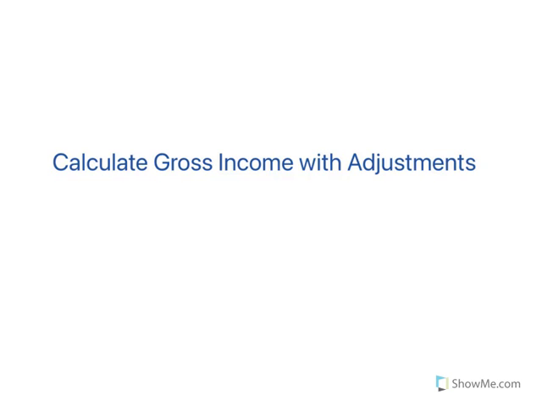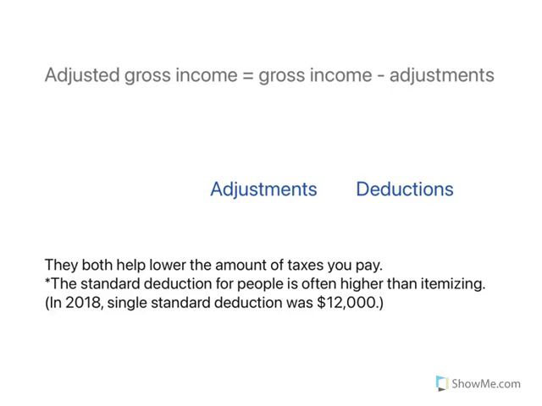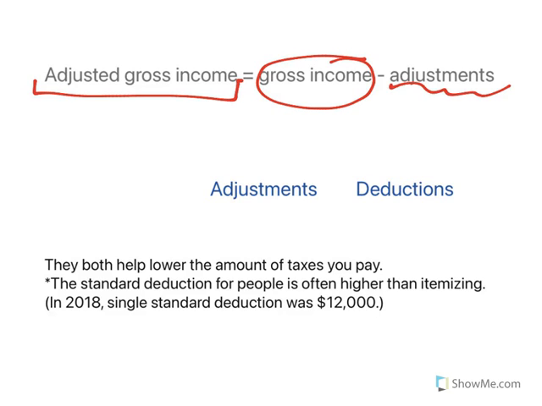Calculate gross income with adjustments. What does this mean and how do we do it? Well, first of all, we're talking about basically taxes, right? So adjusted gross income is found by taking your gross income. So this is how much you earn at your job before taxes are taken out. And then we subtract the adjustments.